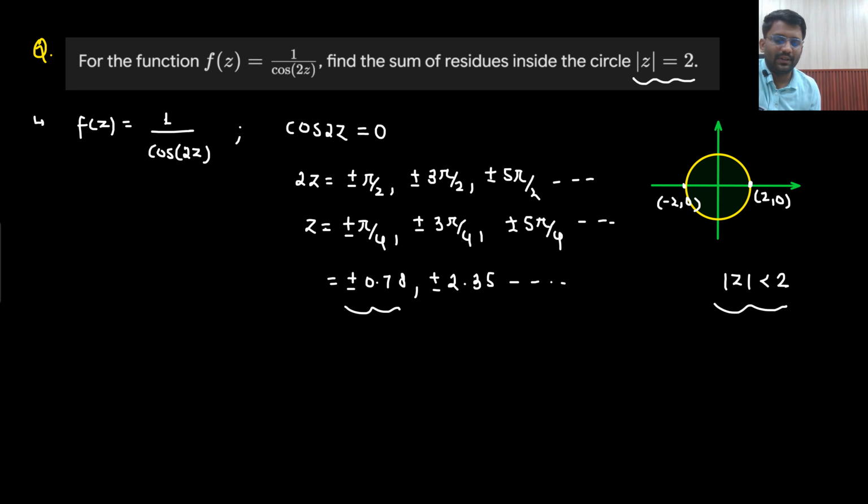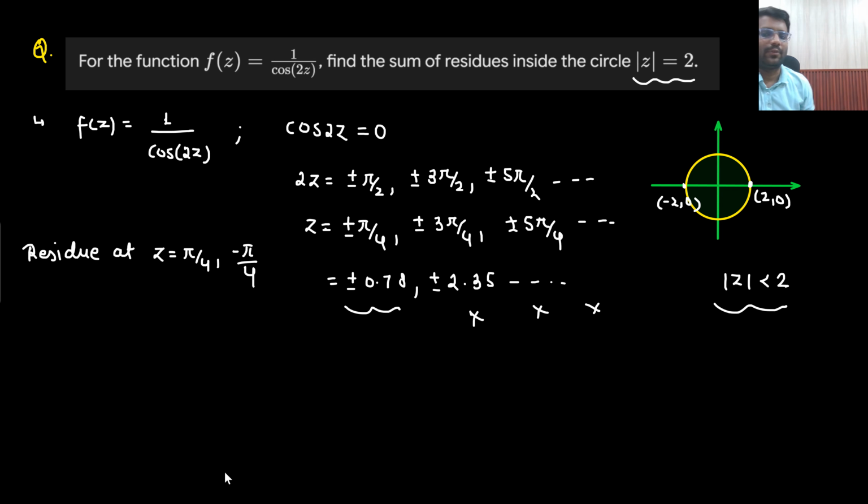Mod of z less than 2. This point will be lying inside the circle. The point 2.35 is lying outside the circle. So all these points will not be acceptable, only this point will be acceptable. That means you need to find the residue at plus pi by 4 and minus pi by 4. Let me recheck the value of 3 pi by 4: 3 into pi divided by 4. Yes. So we only need to find the residue at z equals pi by 4 and minus pi by 4, at these two.